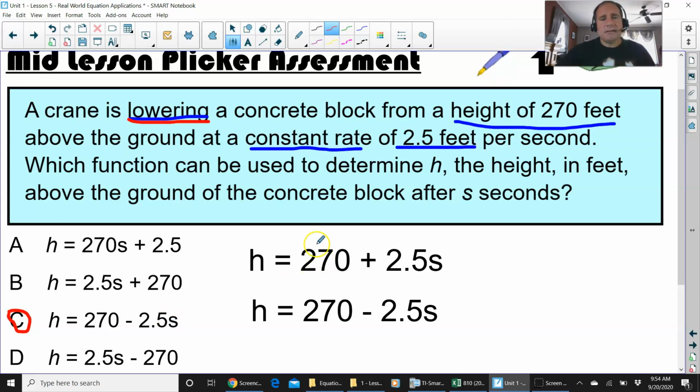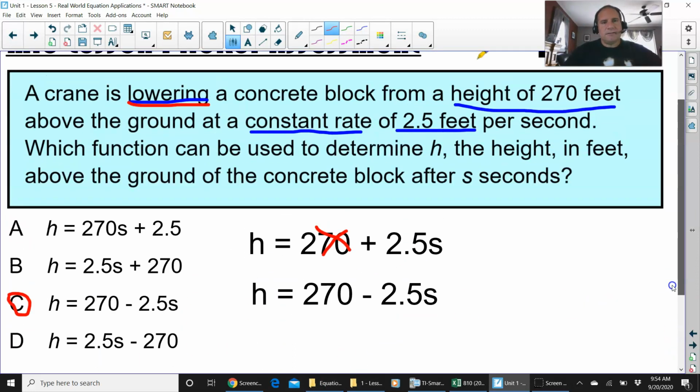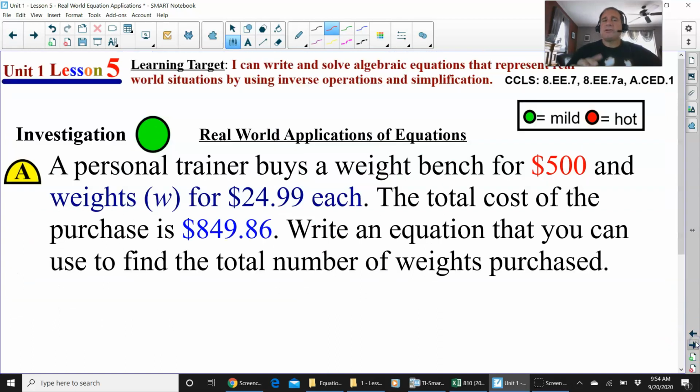It is not addition. Now, if it starts at 270 and it was increasing, or it was going up instead of lowering, then you would pick plus 2.5s, 2.5 feet per second. It's rising at that amount. But if it's lowering, it's subtraction. So C is your answer. That is the answer to that little bit of a tricky question.